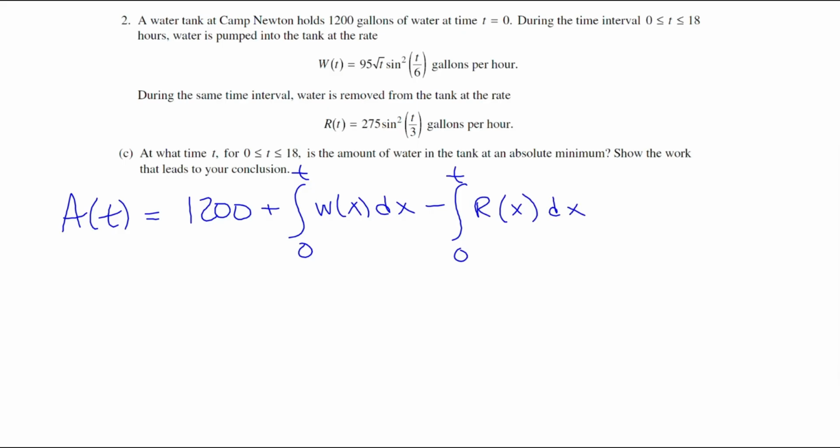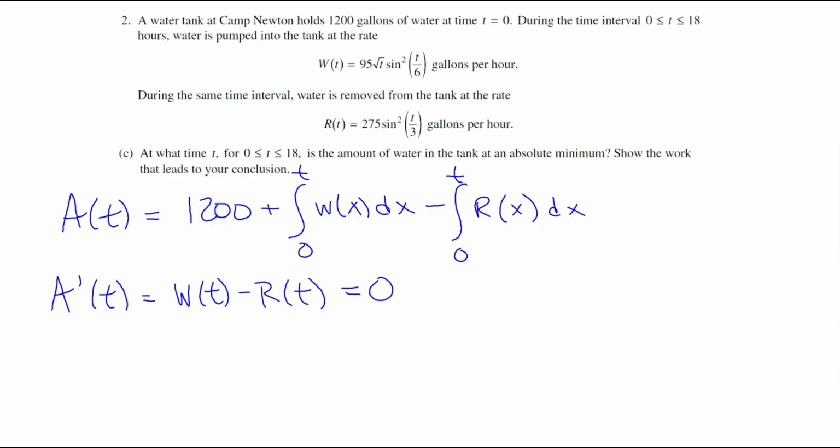So to figure out when a function, in this case a function that represents the amount of water in the tank, is at a minimum, take its derivative. Right? And then find the critical values. The derivative of 1,200 is 0. The derivative of an integral from a constant to t of a function is just the function in terms of t. So that applies to both W and R. So we are just looking at W of t minus R of t. So we want to know, when does that equal 0? And those are our critical values, right?